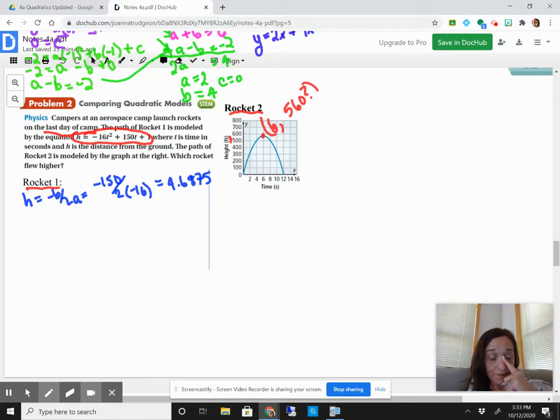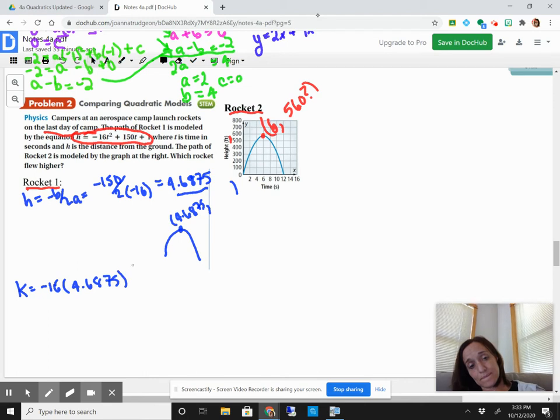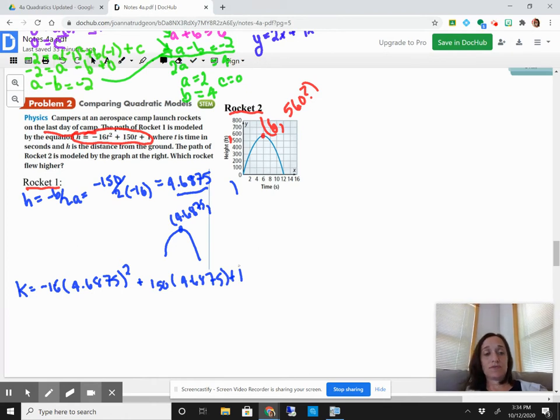So this one looks like it's been in the air. It'll be at its max height here. This guy is at 4.6875 seconds, right? And then what is its height? Well, that's k. So k equals negative 16. I'm going to plug in my h value into this equation: 150 times 4.6875 plus 1. And when I do that, you should make sure you can type this in your calculator. For time's sake, I'm not going through that.